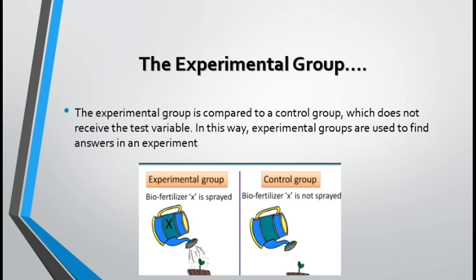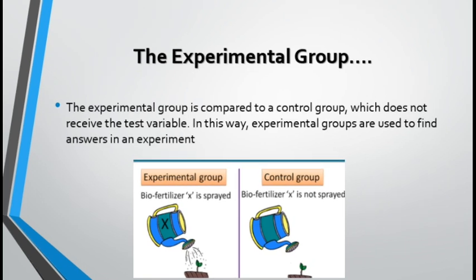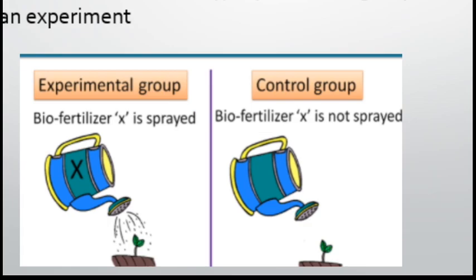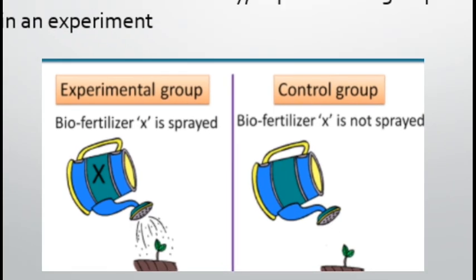The experimental group is compared to a control group which does not receive the test variables. In this way, the experimental groups are used to find answers in an experiment. Here you can see that, for example, you have made two groups. In the experimental group, you have added a biofertilizer, or biofertilizer X. And in the other group, you haven't added the biofertilizer to the plant. Because you want to manipulate that, does the X biofertilizer really work or not.